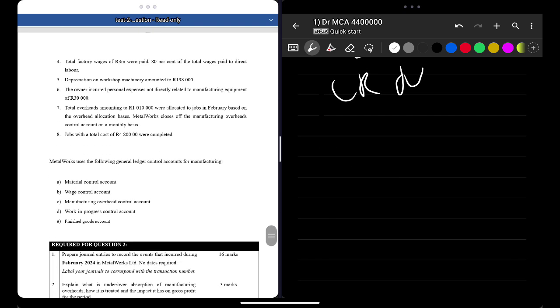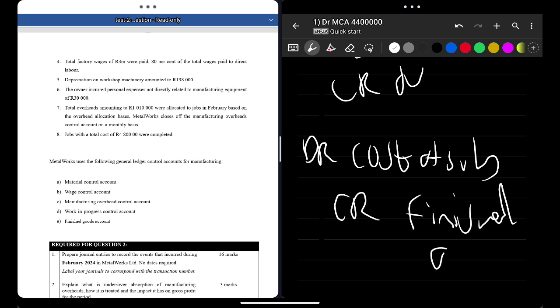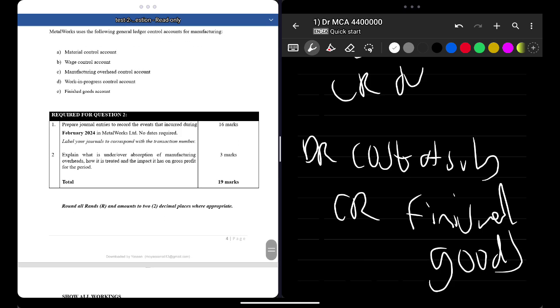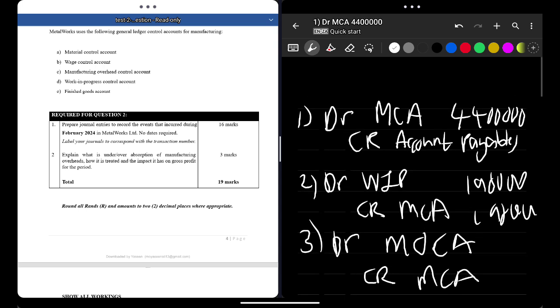And then jobs with a total cost of 4.8 million were completed. So it just gives you the cost. That's easy. Debit cost of sales and the amount, same amount, 4.8 million. Credit finished goods. Always when you sold, you credit finished goods. And yeah, that's done, right? So that's all your journal entries, right? So remember I told you it's very easy. Everything is direct material, direct labor, factory overheads. They just give it different names and stuff.